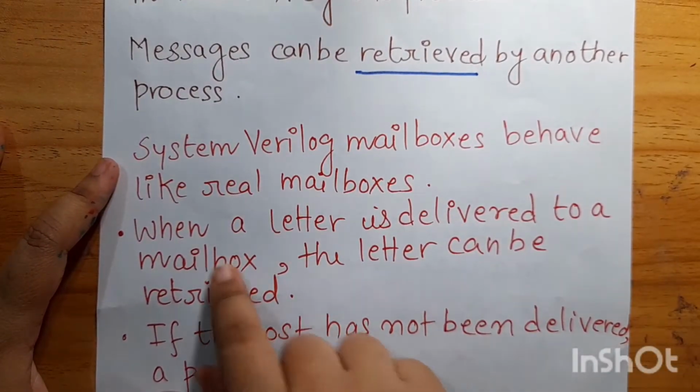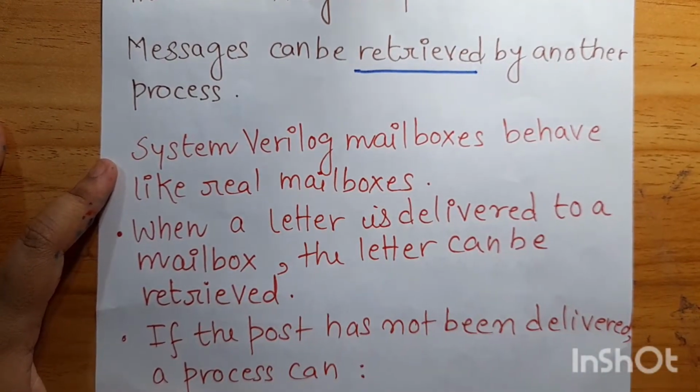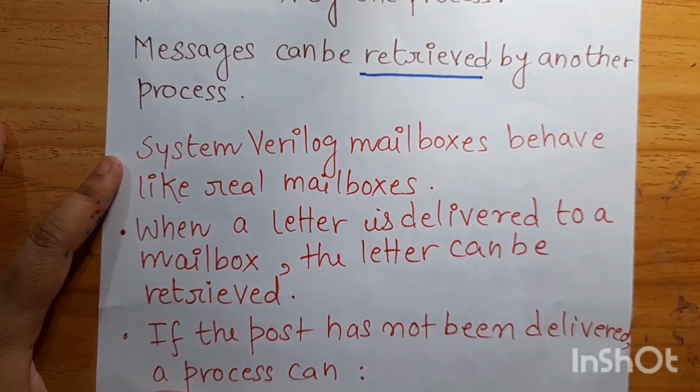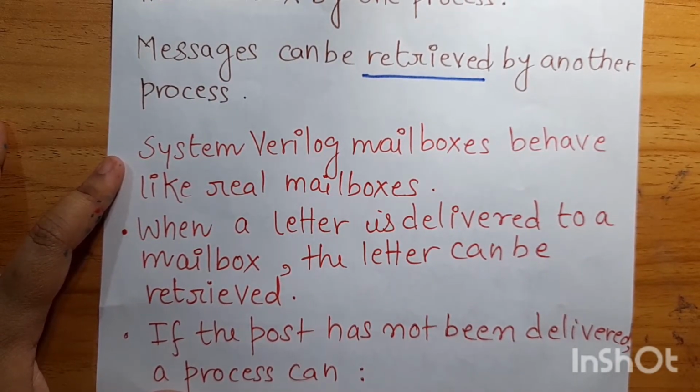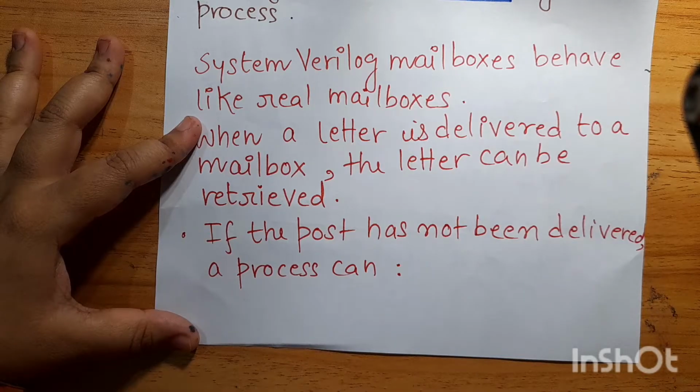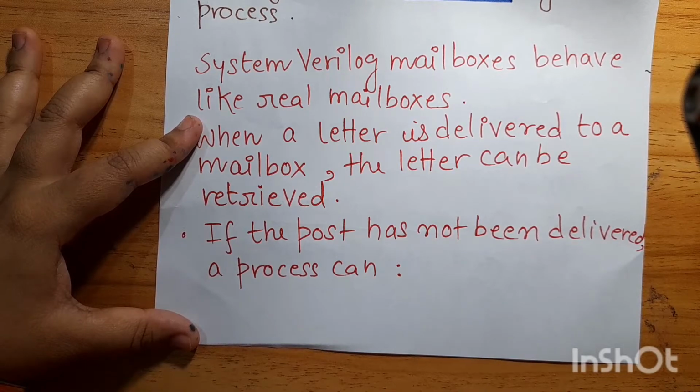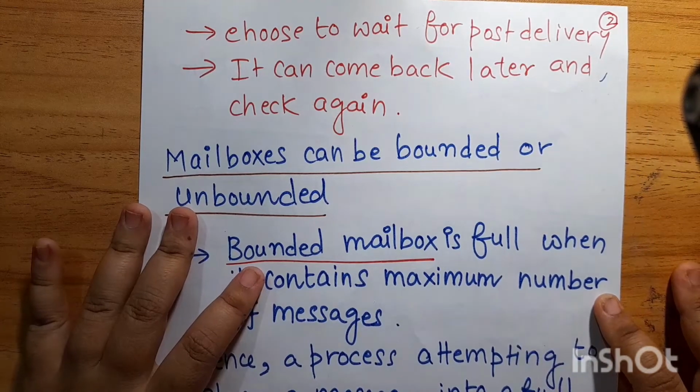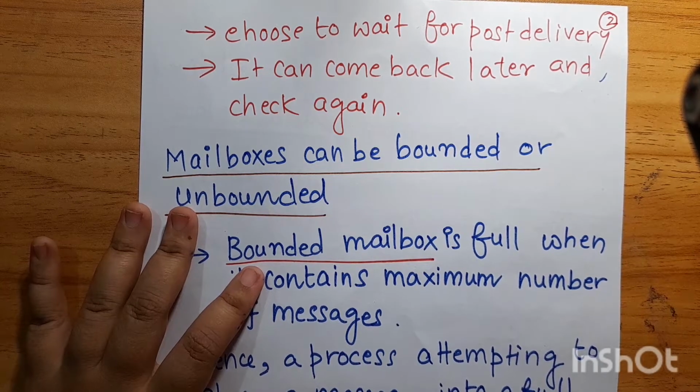So similarly, mailbox is very much similar to the concept of delivering a letter via the delivery boy or the postman. Now, if the post has not been delivered, what can a process do? A process can choose to wait for the post delivery, or it can come back later and check again. So either it can wait and see whether it is receiving the message or not, or it can suspend the work at present, go back, and come back again and see whether it has got the message or not. So this is how the mailbox works.